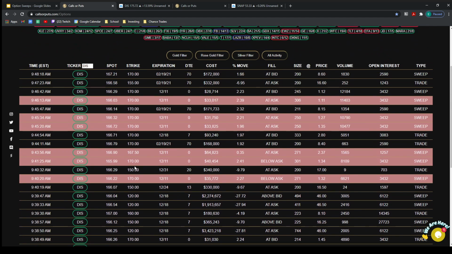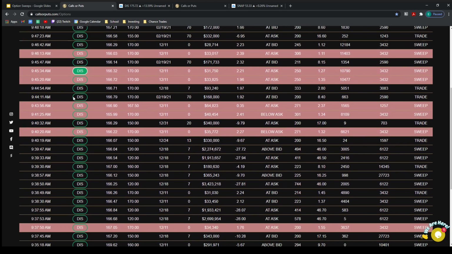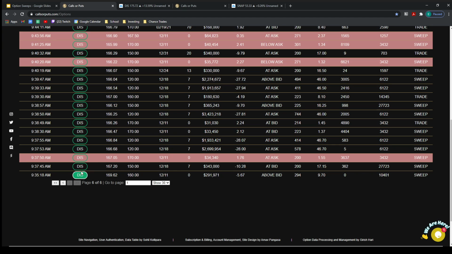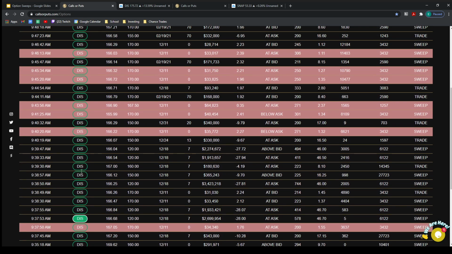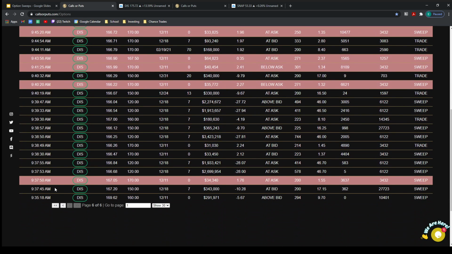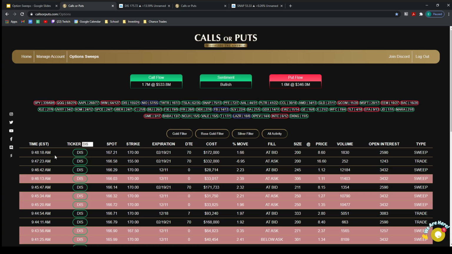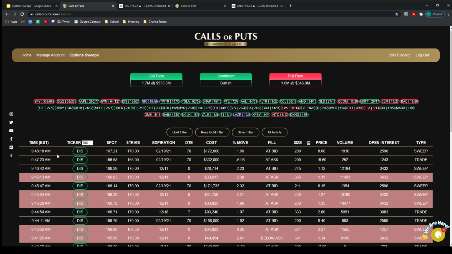On Friday, as you can see by the green surrounding the Disney ticker, this means that only calls were coming in here. And as you can see, it's all green. So we see consistently that everyone using sweeps on Friday between 9:35 to 9:48 was very bullish. So this one is going to catch my attention if I only see calls or only see puts coming in for a specific ticker.